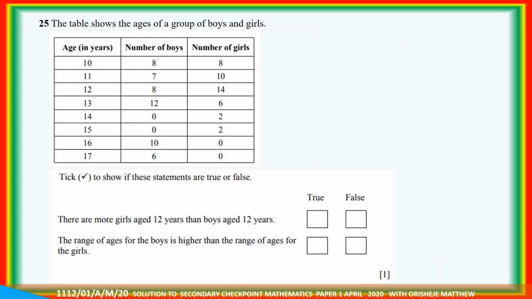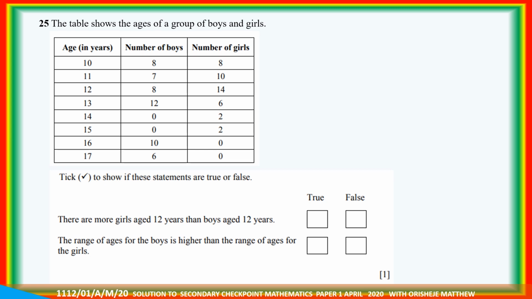Question 25. Interpretation of table. Let's look at this table. The table shows the ages of a group of boys and girls. So we have the age, then the number of boys, and then the number of girls. It says tick to show whether these statements are true or false.